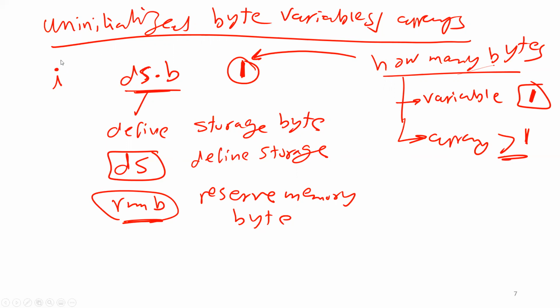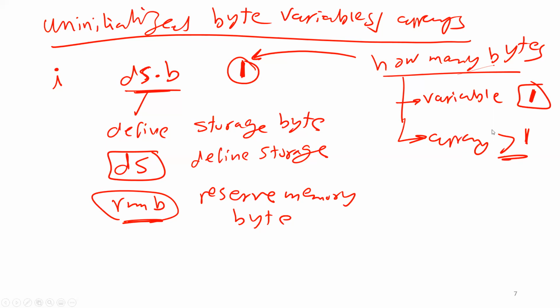Here again, you have to start with a name, and then write ds.b. Remember, this is uninitialized, there is no initial value. So what do you put here? If it is a variable, you have to put 1. It means only one element, one byte. So if you want to define a byte variable, you have to put 1 here all the time. This is not the initial value, it's how big it is, just 1 byte. That's why it is a variable.